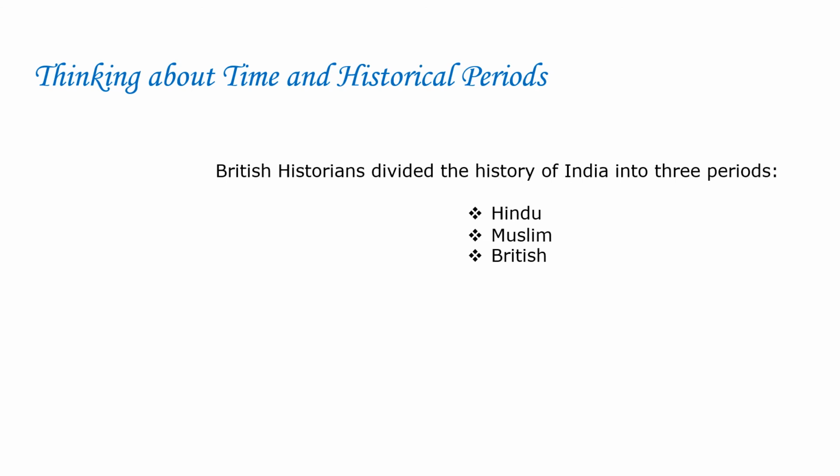When you think about the past, the historical periods were divided into three by the British historians. Those are Hindu, Muslim, and British. But a few historians have divided our Indian history into ancient, medieval, and modern. The ancient period is known for people being hunter gatherers, early farmers, and slowly there was a change when they started living in towns and villages.